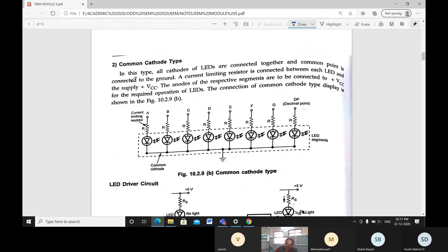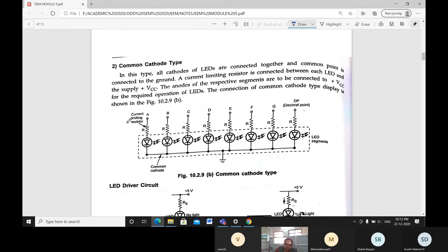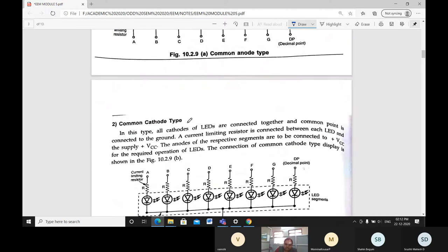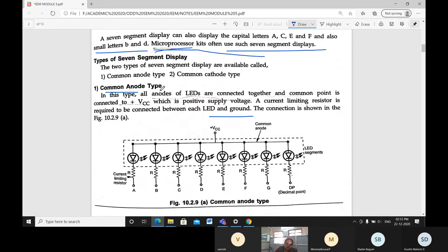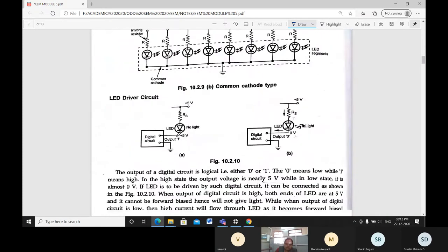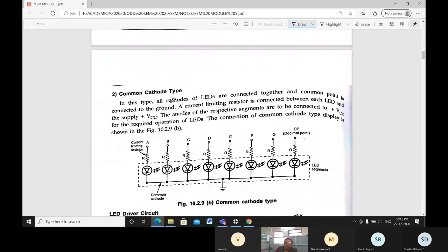Then about the common cathode type. In this type, all the cathodes, observe here. Here the cathodes are connected to the ground, and each LED with its current limiting resistor is connected to the positive supply, that is plus VCC, for each element or segment. That's the difference between common anode and common cathode type.